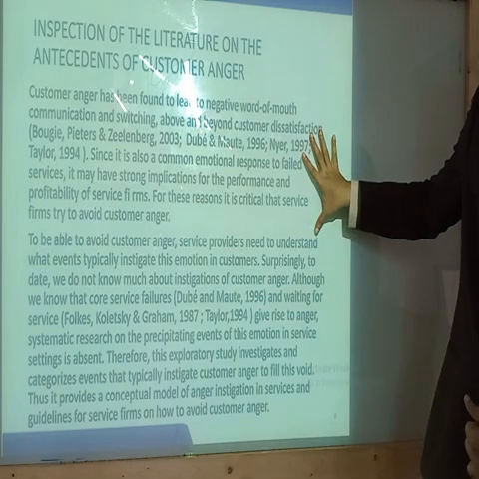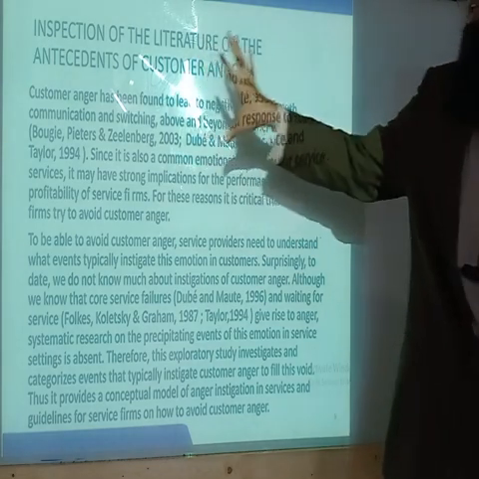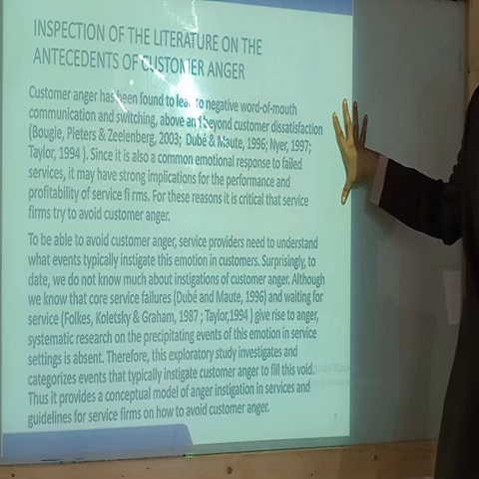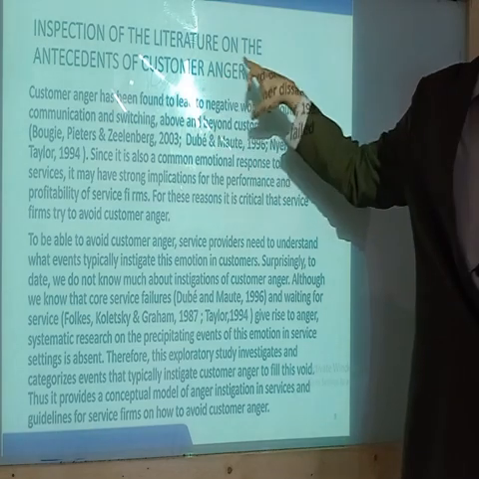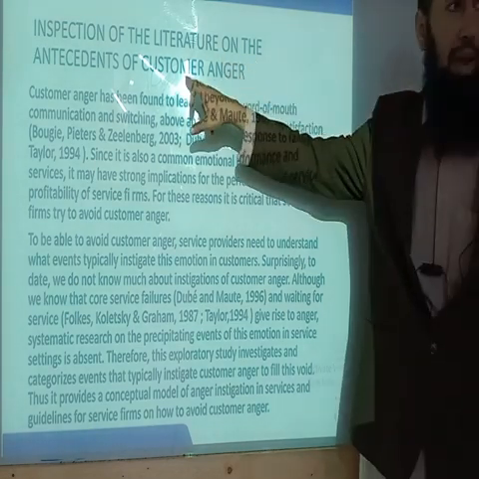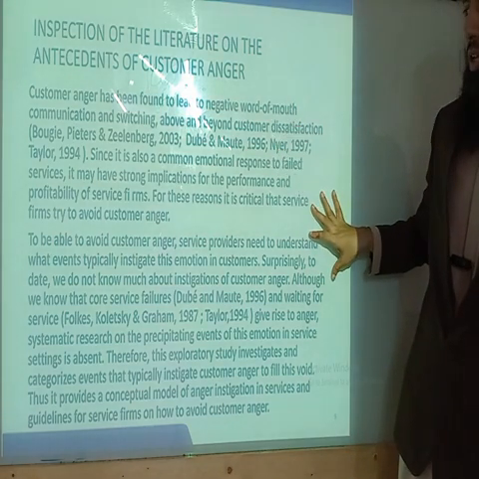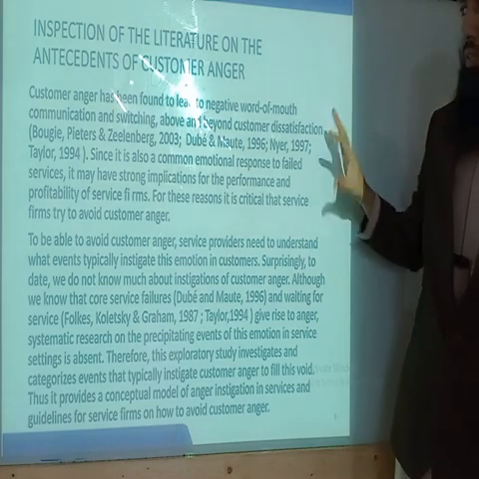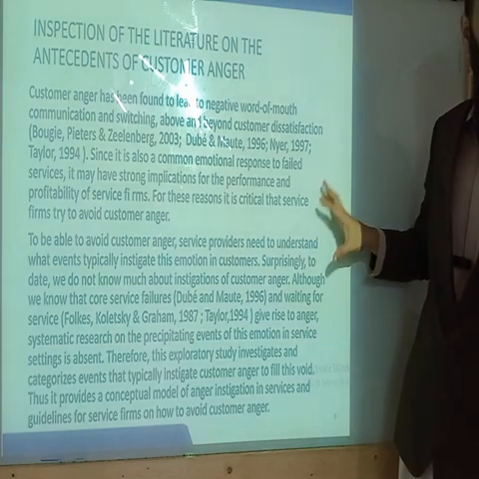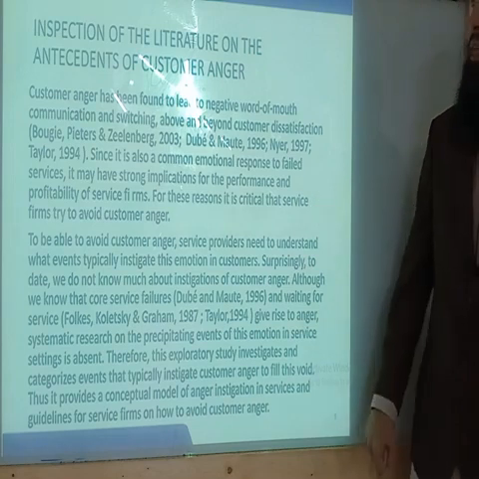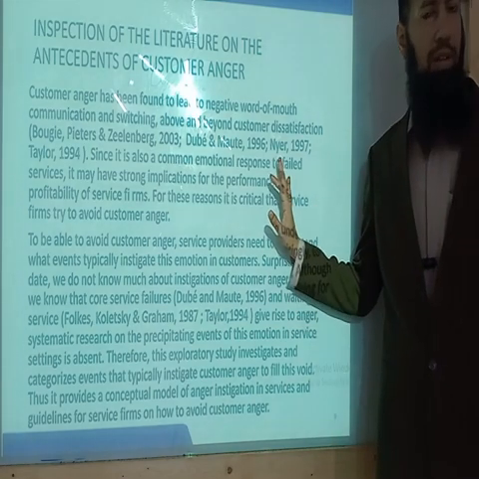Okay, this is the example in which you refer to the literature to understand customer anger. To understand customer anger, you refer to the literature. I want you to read this thoroughly so that you understand this concept. Who will read it loudly? Anyone?